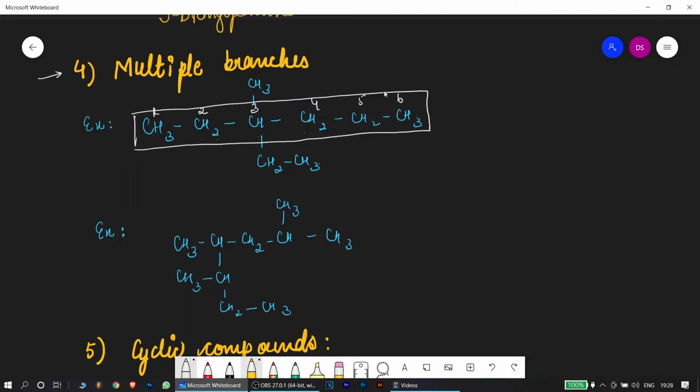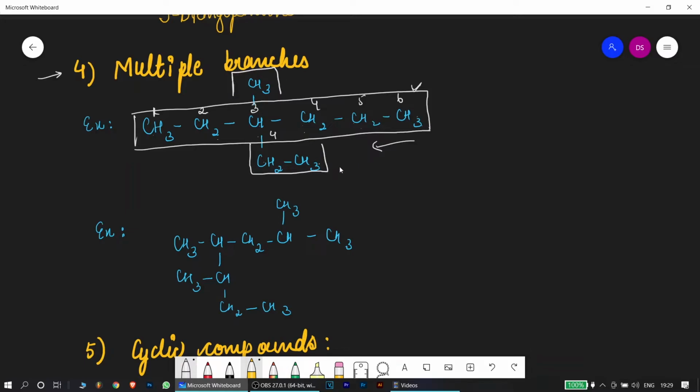Clearly this numbering is perfect, because if we number from this side, then this is going to get 4. So that is not correct, right? So we are going to go with this numbering. Now again we will start with the branching, where we have two branches. One is this and second one is this.